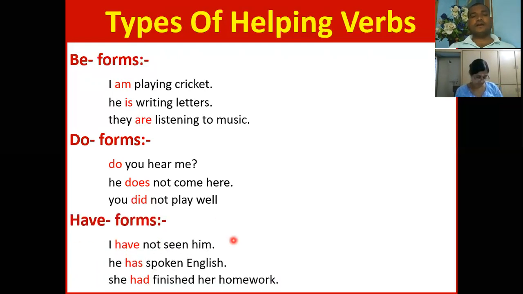Okay? Next, have forms. I haven't seen him. Present perfect tense. He has spoken English. Present perfect. She had finished her homework. Past perfect. So here all the helping verbs are supporting when the action exactly happened. So all helping verbs are supporting in giving complete meaning when that particular action completed. That's why we are calling them helping verbs.